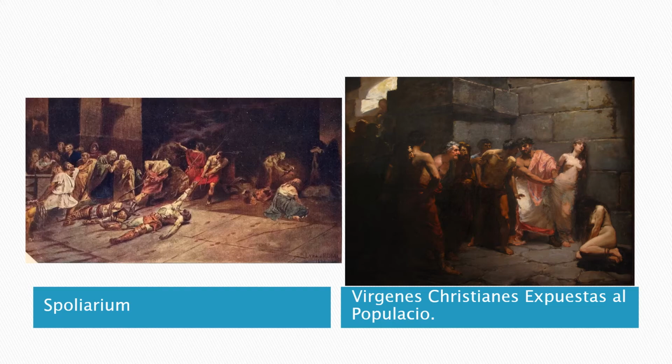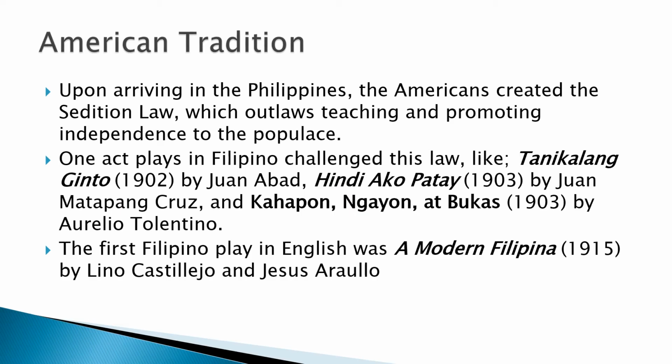American tradition. Upon arriving in the Philippines, the Americans created the Sedition Law, which outlaws teaching and promoting independence to the populace. One-act plays in Filipino challenged this law, like Tanikalang Ginto in 1902 by Juan Abad, Hindi Ako Patay in 1903 by Juan Matapang Cruz, and Kahapon Ngayon at Bukas in 1903 by Aurelio Tolentino. The first Filipino play in English was A Modern Filipina in 1915 by Lino Castillejo and Jesus Araulio.